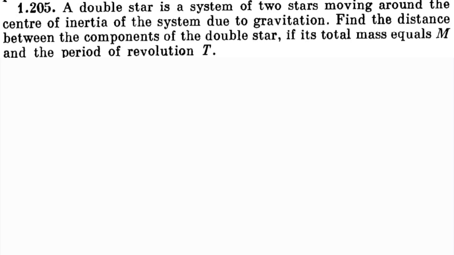So let us begin with the seventh problem in this series, and the seventh problem in this series is problem number 1.205. The problem is stating a double star is a system of two stars moving around the center of inertia of the system due to gravitation. Find the distance between the components of the double star if its total mass equals capital M and the period of revolution is capital T.